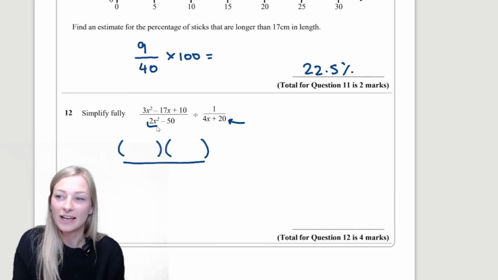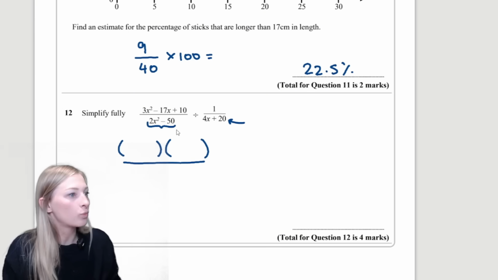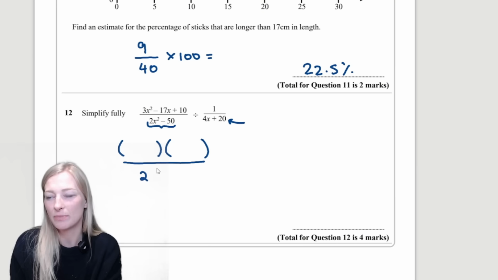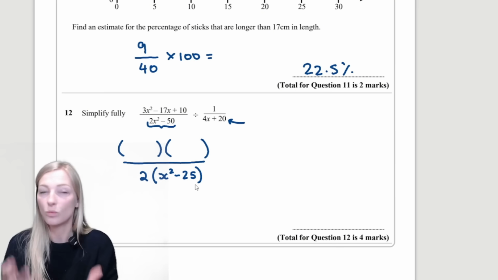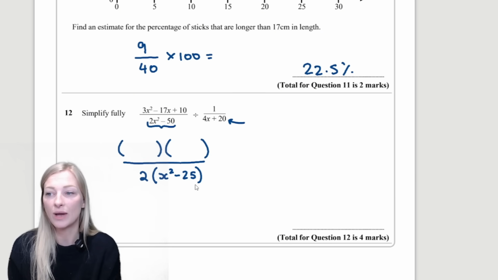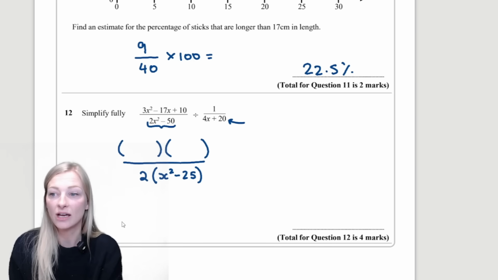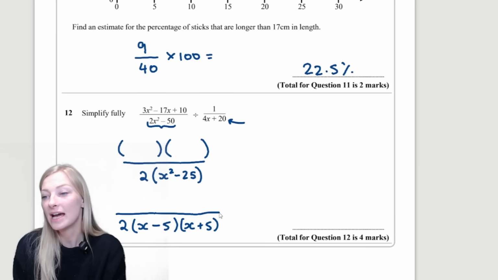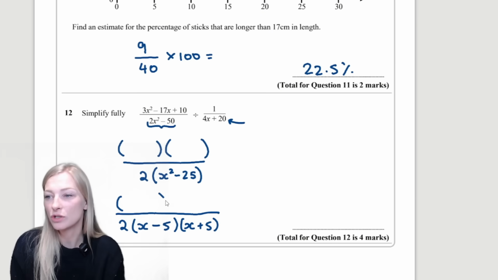Now, with this denominator, I actually think that's one bracket. They've got something in common. And if they've got something in common, we can take that outside a bracket. So 2 bracket x squared minus 25. And you might think, yeah, okay, great. I factorised it. One thing came outside the bracket. I'm now looking at x squared minus 25 and I'm thinking, that is now the difference of 2 squares. So actually now we're going to make that denominator 2 lots of x minus 5, x plus 5. So that factorised further.